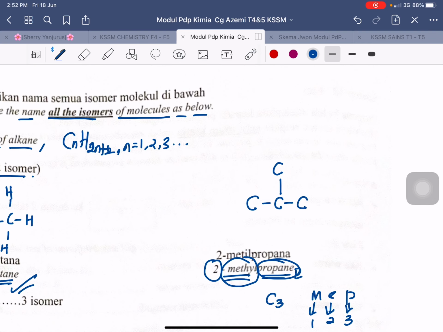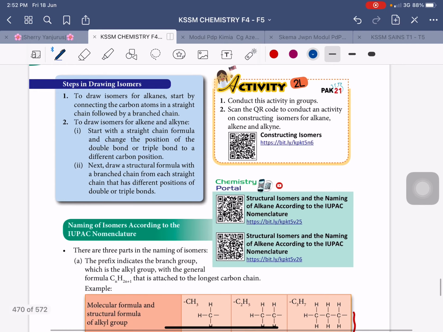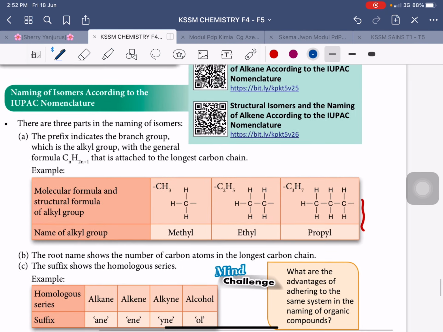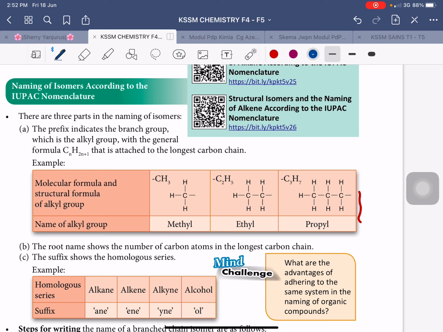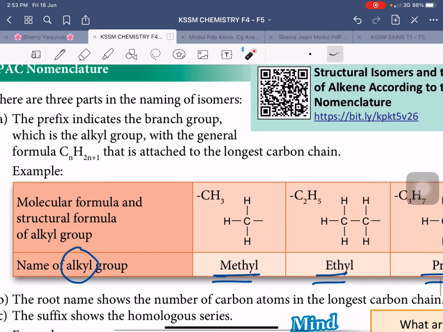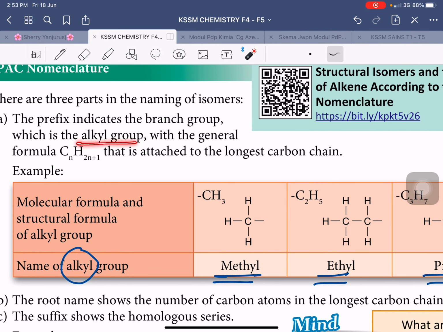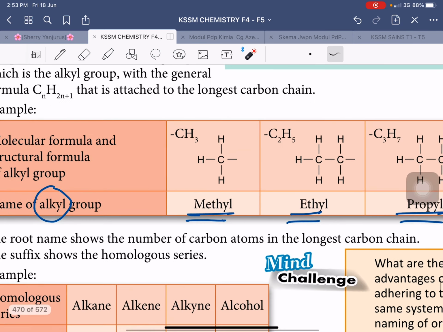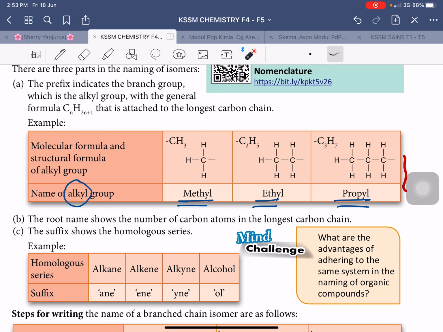Kedudukan cabang. Okay, I go to buku teks again. Let me show you how this one is named. Okay, apa maksud cabang itu? Cabang adalah alkyl group. Okay, the branch. So, the first branch is called methyl, second is ethyl, third is propyl. Kenapa begitu? Because it comes from the formula. This is called alkyl group. Formulanya CnH2n+1. Okay, jangan risau. Sebenarnya in the exam yang paling difokuskan adalah ini ataupun ini saja.